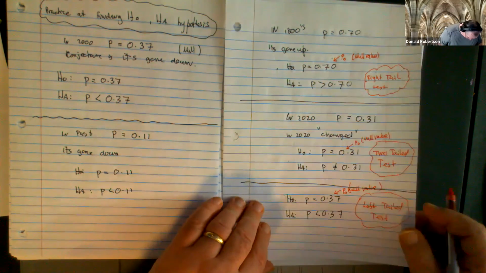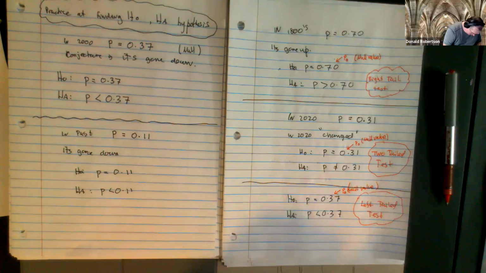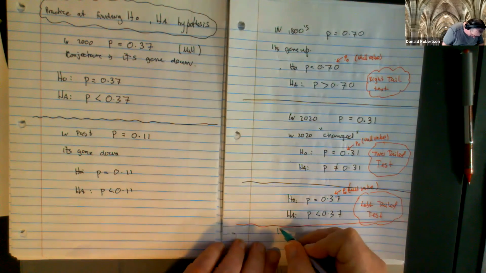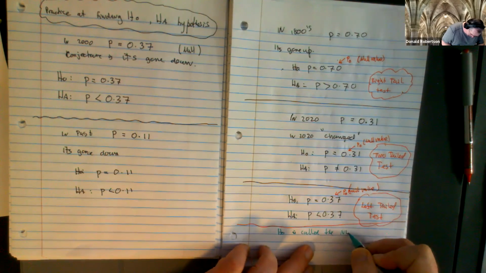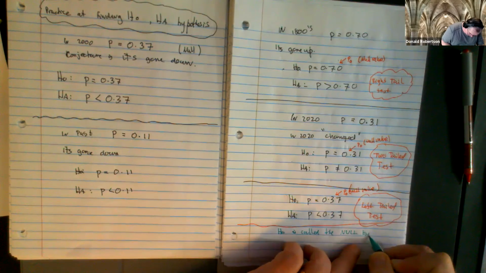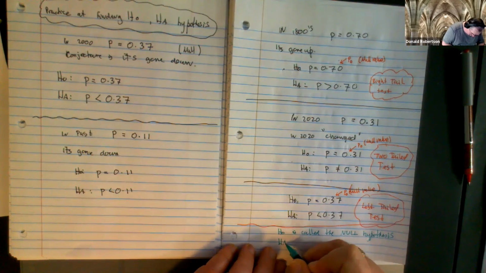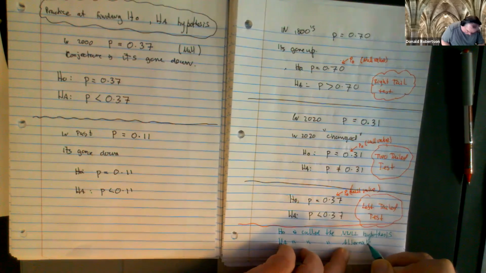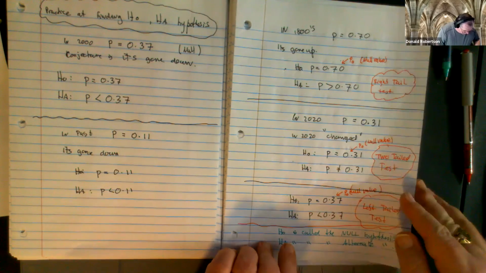And I did mention it yesterday, but I guess I should put it in here since I'm doing vocabulary. The H naught is called the null hypothesis. And HA is called the alternate. You okay with these terms? Just things to remember.